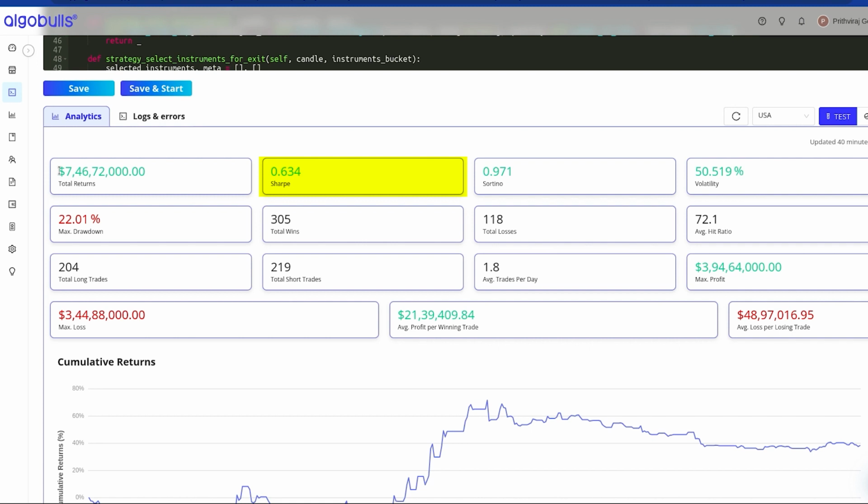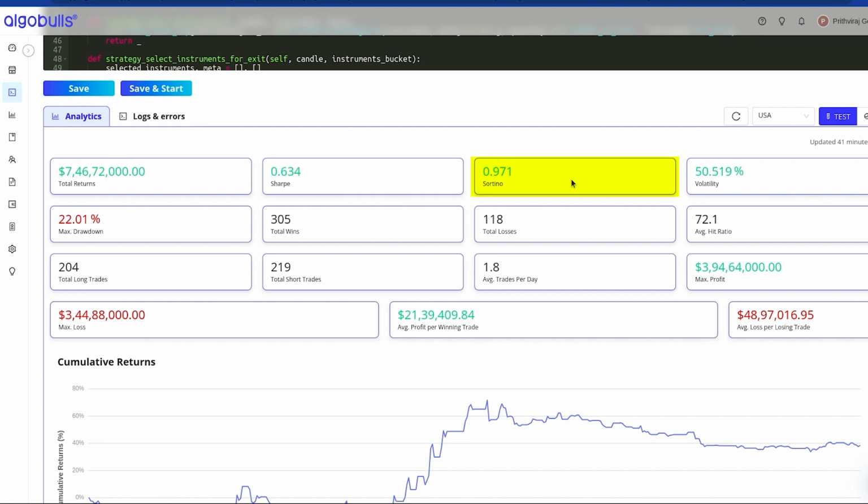The Sharpe ratio is a crucial gauge that measures how well our algo strategy is performing against the risk it takes. It quantifies the excess return our strategy generates per unit of risk endured. A higher Sharpe ratio points towards a superior risk adjusted performance.